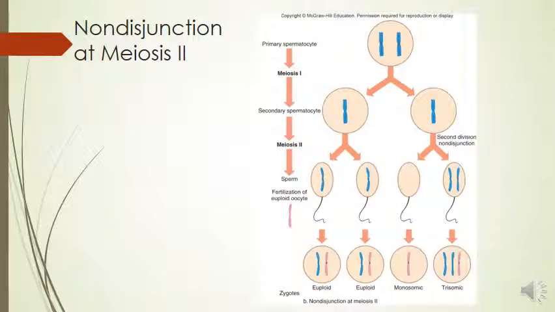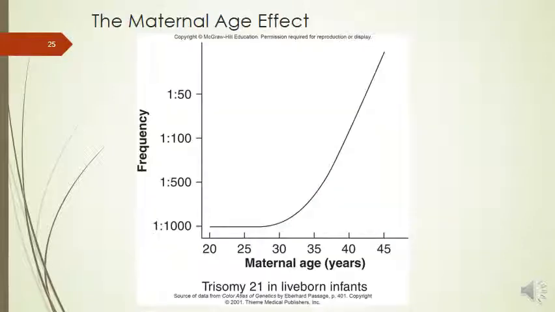This is a slide showing non-disjunction at meiotic division number 2. And in this case, the gametes would result in 2 zygotes that have the normal number, euploid, one that is monosomic, and one that is trisomic.